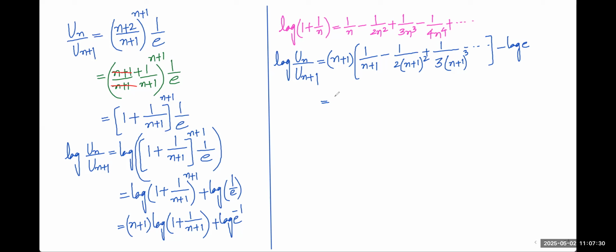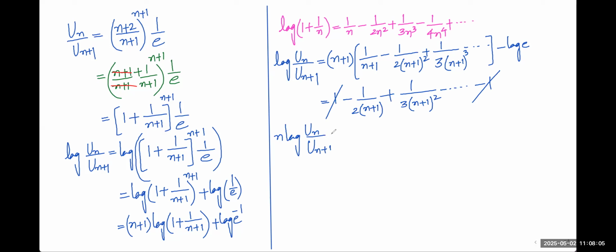n plus 1 cancels with one n plus 1 of the square term, leaving 1 by 2 into n plus 1. n plus 1 will go this side, plus 1 by 3 into n plus 1 whole square, and so on, minus and so on, and minus log e, value is 1. So minus 1 plus 1 cancel. Multiplying with n, log of un by un. There are 3 problems, write them well on paper and practice well.